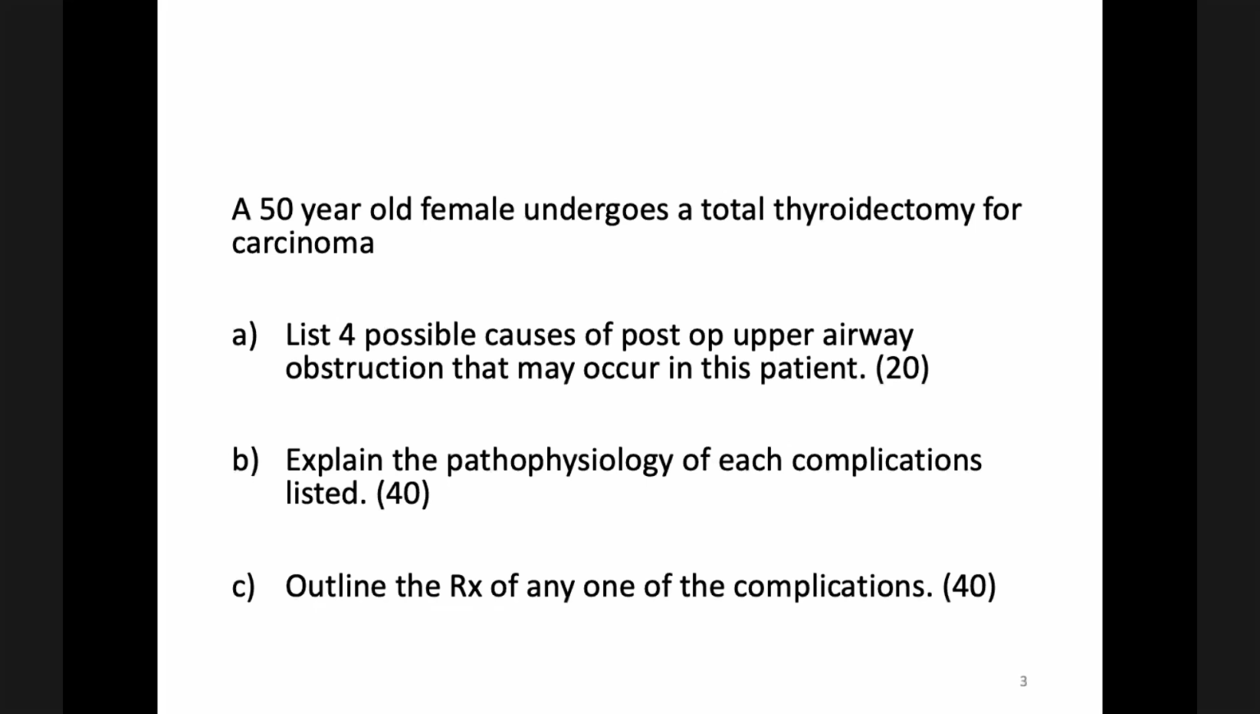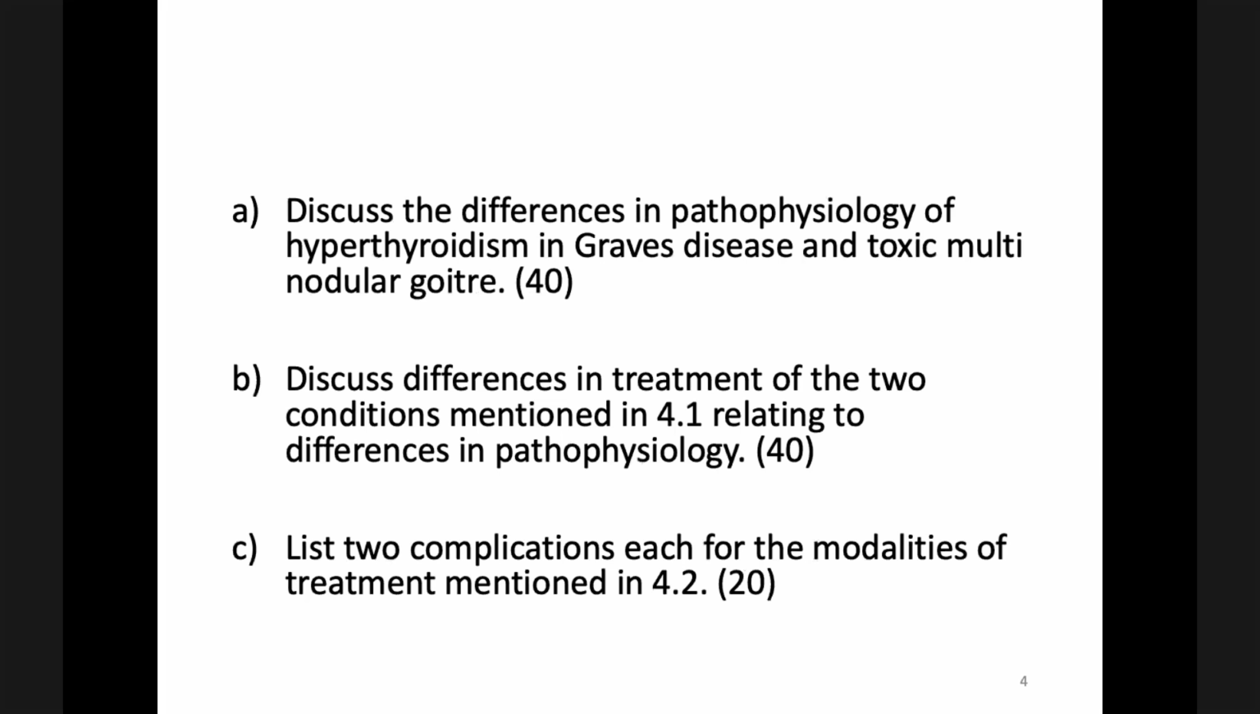The first one is a 50-year-old female who undergoes a total thyroidectomy for carcinoma. Give 4 possible causes of post-operative upper airway obstruction that may occur in this patient. Explain the pathophysiology of each of the complications. Outline the treatment of any of the complications. So I hope the wordings and things are correct. This is the question I was given. At the end, we will try to find the answers to these two questions.